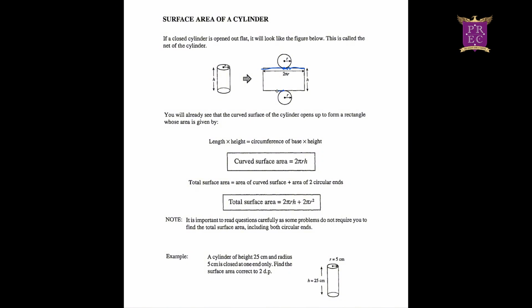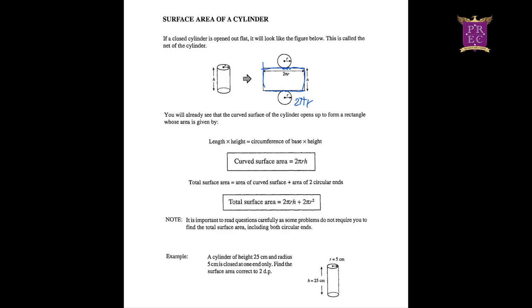Same goes for this one because it goes a radius that way, a radius that way, and it's just 2 pi r because it's the circumference. When we open up the circle, it gives us the perimeter of the circle. If we open up the circle over here, it just gives us the circumference of the circle, which is 2 pi r. And the height is just the height of the cylinder, which is the width of the rectangle over here.